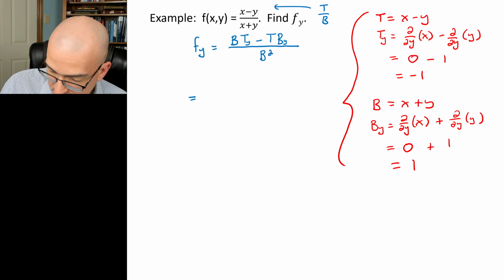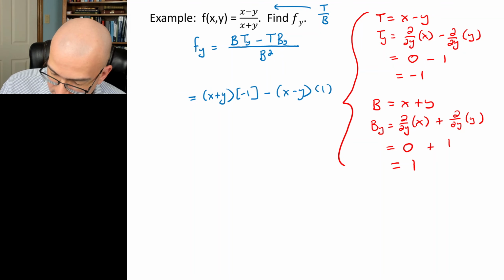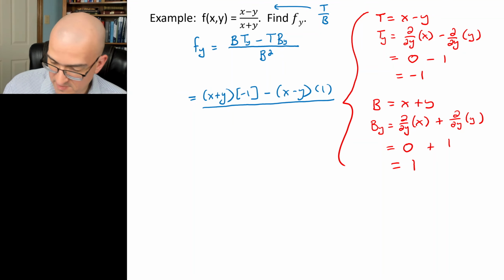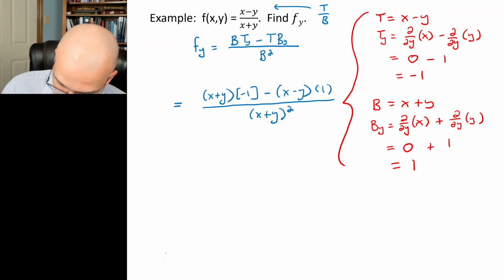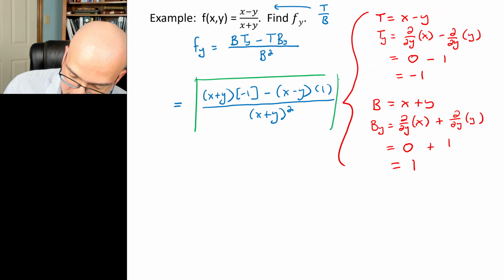So the bottom function, which is x plus y, times t sub y, so times negative 1, minus the top function, x minus y, times b sub y, which is positive 1, all divided by the bottom squared, x plus y, all squared. Now that itself might be a good answer. I mean, you may want sometimes to leave it like that. But once in a while it pays to simplify.